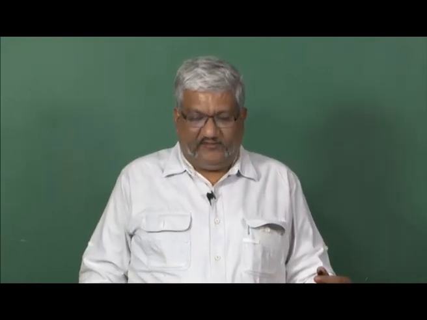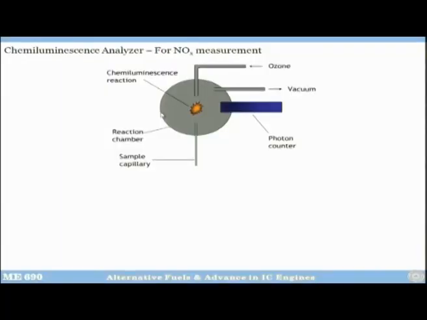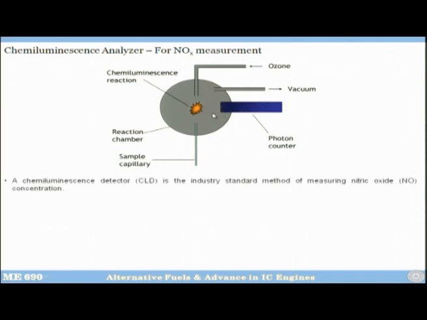In order to avoid this, you create some kind of vacuum in this chamber. Once the vacuum is created, you have reduced the number of molecules present in the chamber, and the possibility of collision also reduces. That is why a chemiluminescence NOx analyzer is always operated in vacuum, and this is the photon counter, the photomultiplier tube essentially.